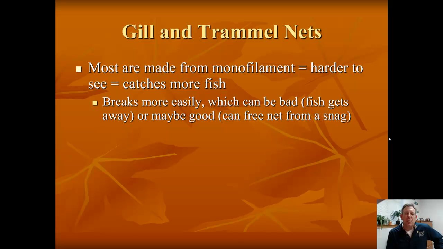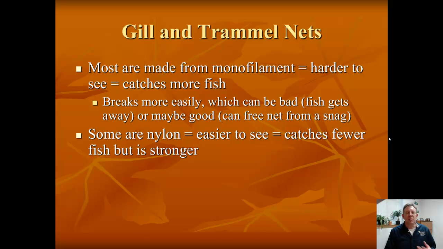Typically these days they're made of monofilament. If you've gone fishing, it's basically fishing line. And the advantages here are that it's clear, and so it's harder to see, you catch more fish. The disadvantage is that it breaks easier, and that could be bad. Potentially the fish could break free. That also may be good. If you are snagged, for example, you can often tear part of the net and get the whole net back, whereas if it didn't tear, the net would be just stuck down there at the bottom of the lake.